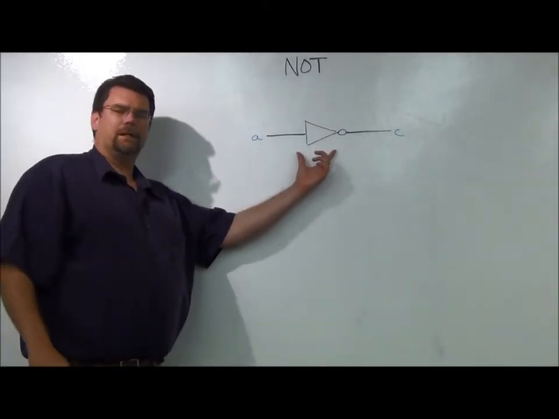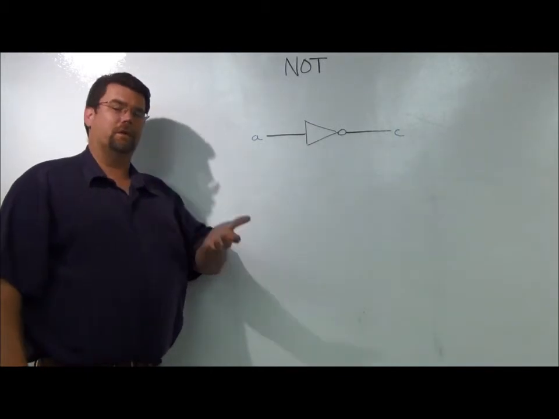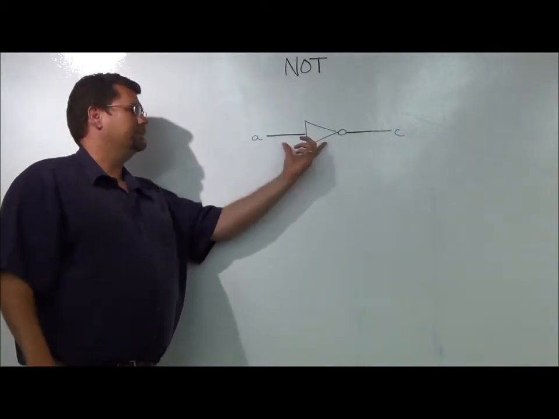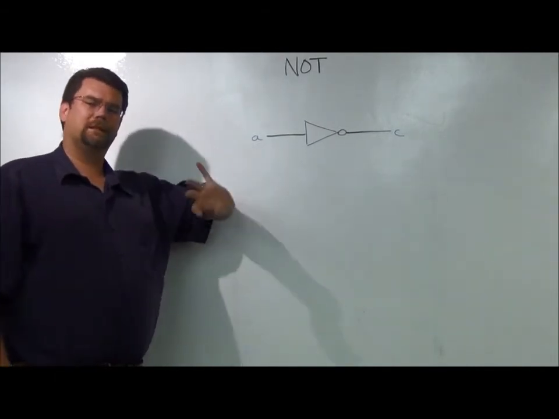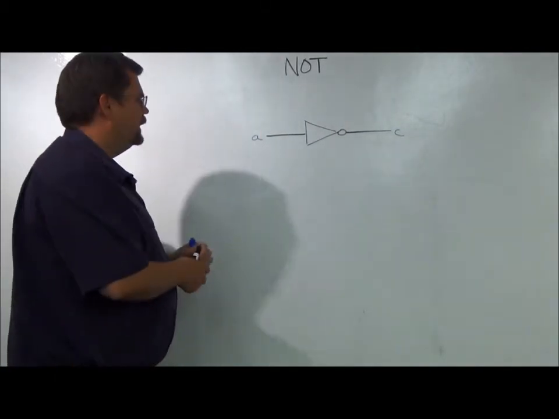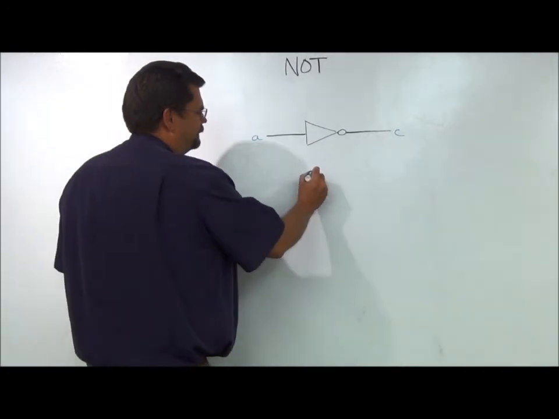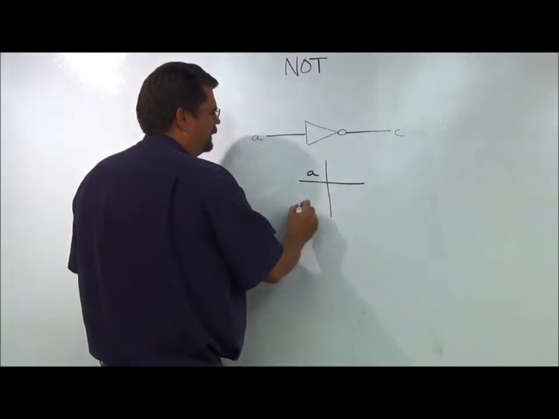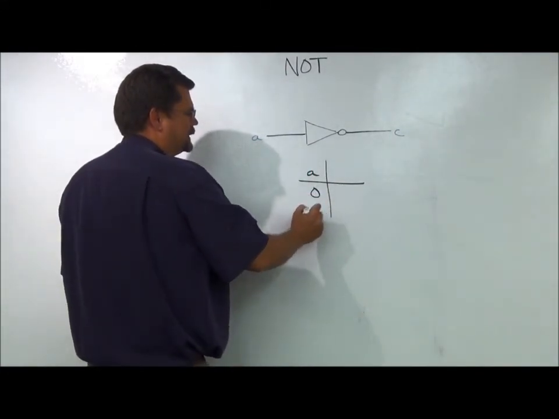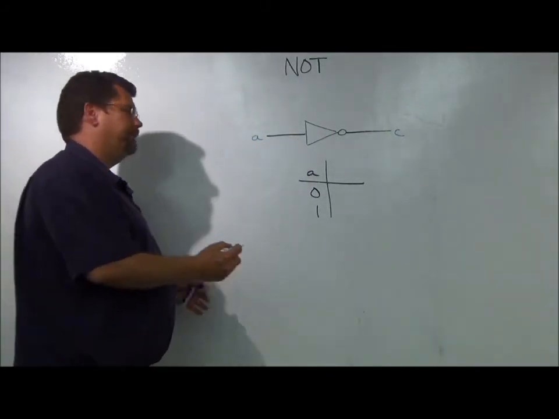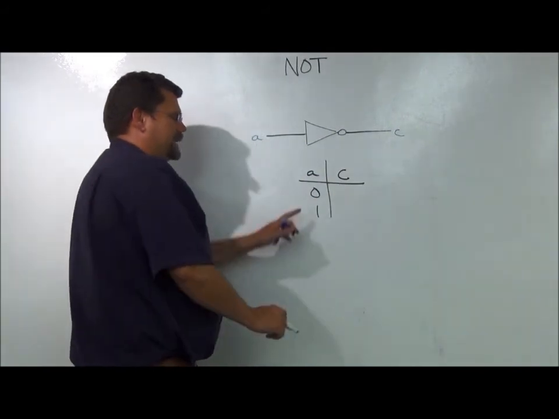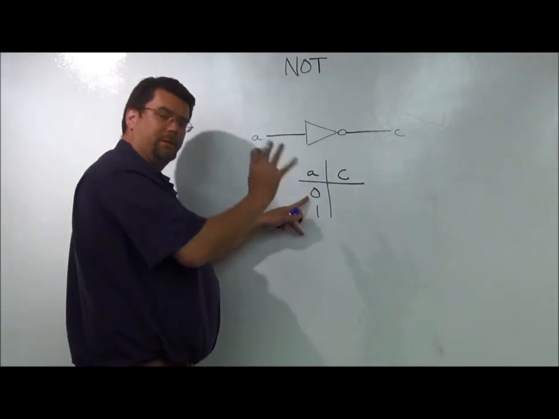Now this particular logic gate, you can think of as an inverter. It takes the input signal, the input bit, and changes it. If it's a 1, it makes it a 0. If it's a 0, it makes it a 1. So our truth table is very simple. We only have two possible signals coming in on the input line, either a 0 or a 1. The output simply takes whatever signal is given and flips it or inverts it.